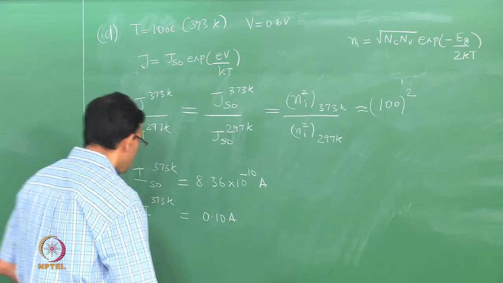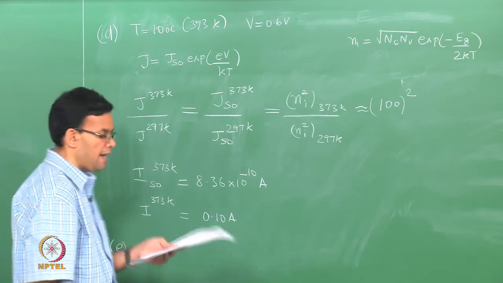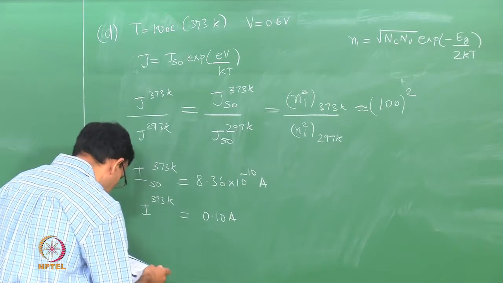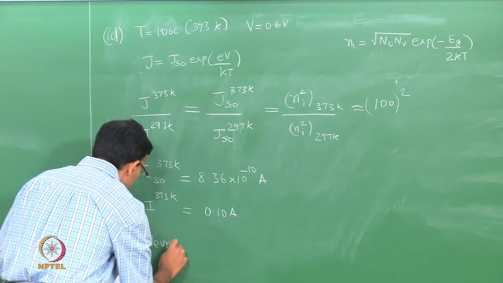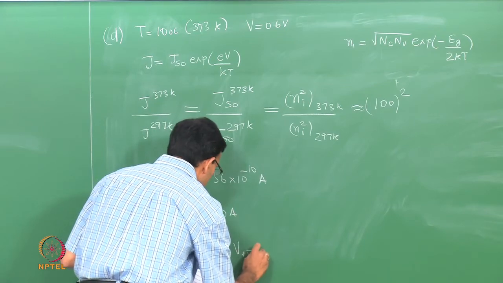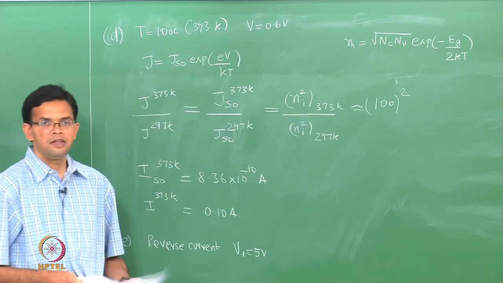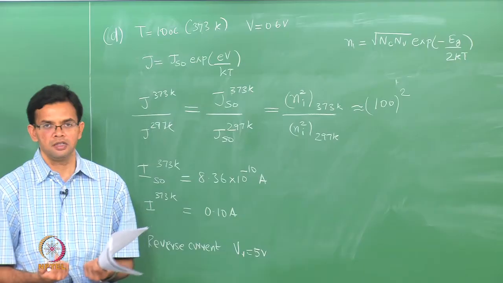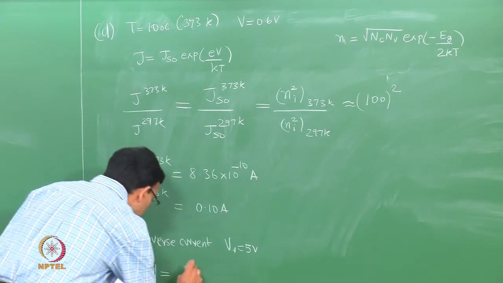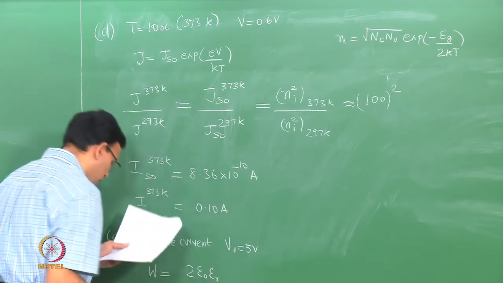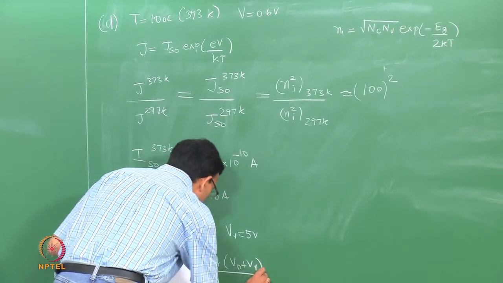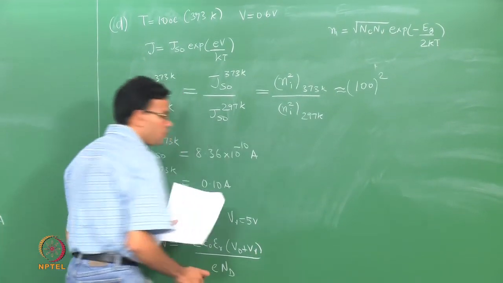In part E, we want to calculate the reverse current when you have a voltage of 5 volts. So, we want to know the reverse current when VR is 5 volts. To calculate the reverse current, we first need to calculate the new width when you apply a reverse bias. So, the width W is 2 epsilon naught epsilon R (V naught plus V R) over e N d, to the half, and we said that the depletion region lies almost entirely on the N side.